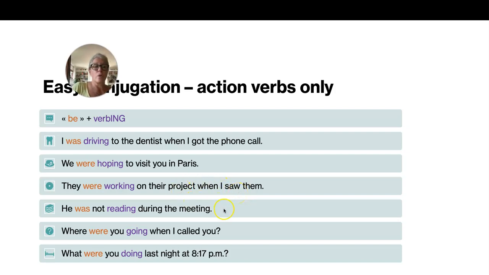He was not reading during the meeting. So here I'm just describing an action that was or was not in progress. Where were you going when I called you? Listen to the difference in pronunciation. Where were you going? And what were you doing last night at 8:17 p.m.?